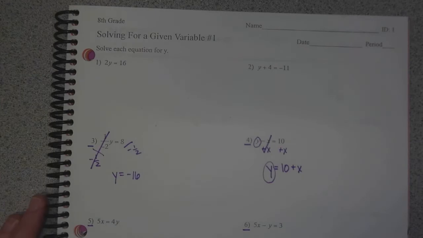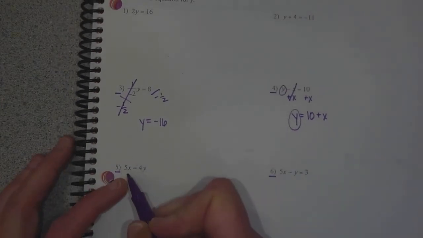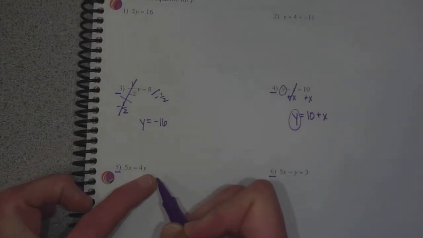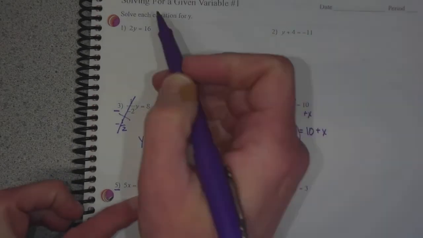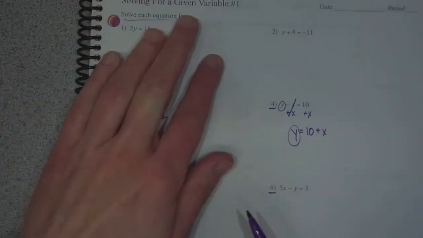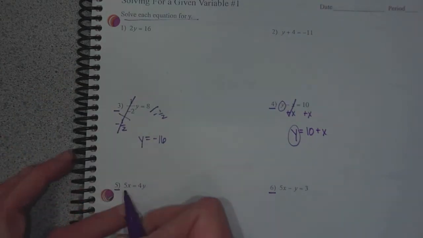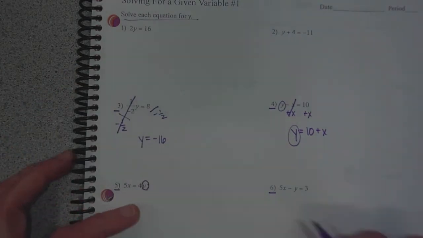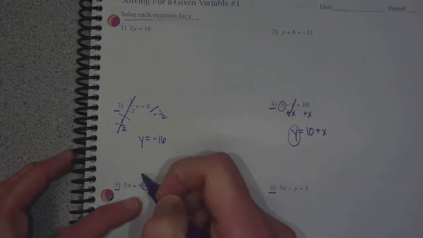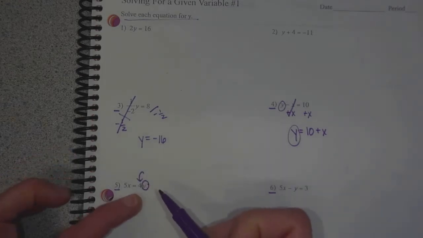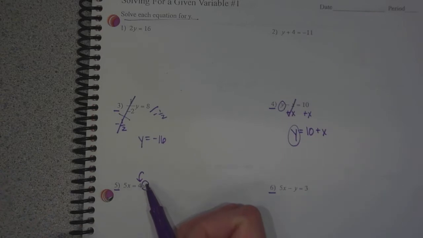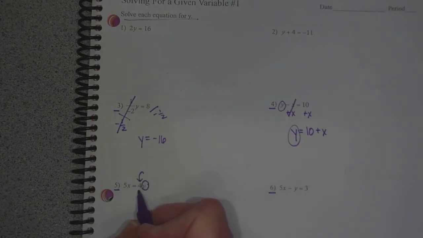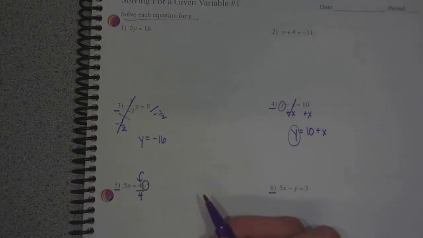Let's do number 5. All right, this time we have 5x equals 4y. Again, we are solving for y, and how do we know we're solving for y? It's just in the instructions up here. You always have to know from the instructions. So if we're trying to get the y by itself, that means we need to get rid of the 4, right? Okay, so let's think about what is the 4 doing to the y? It's multiplying, right? So to get rid of something that's multiplying by the y, we're going to have to divide it because we have to do the opposite.